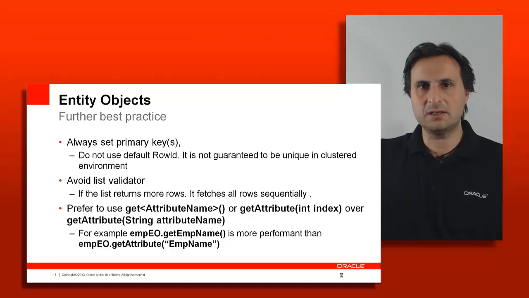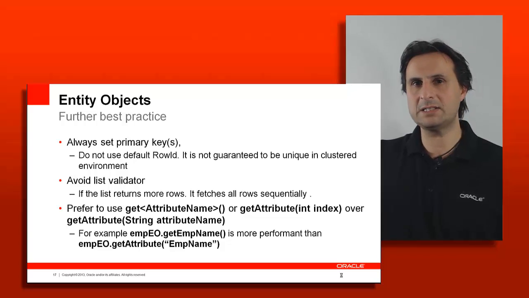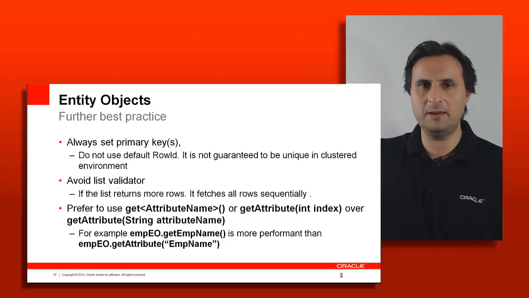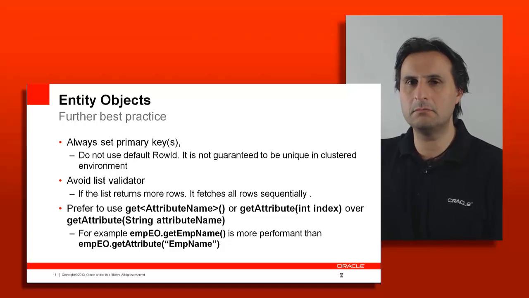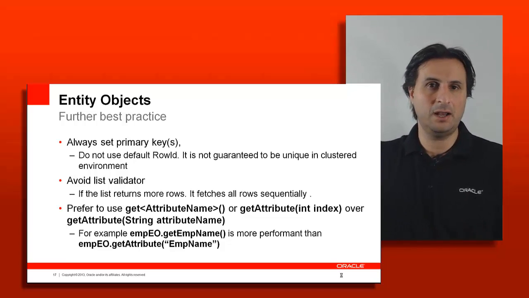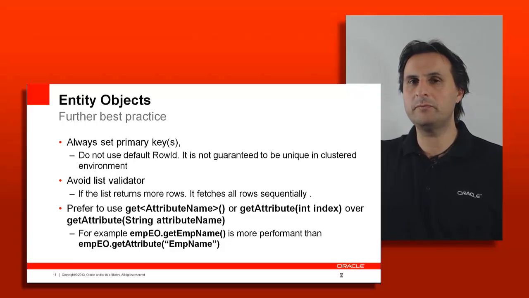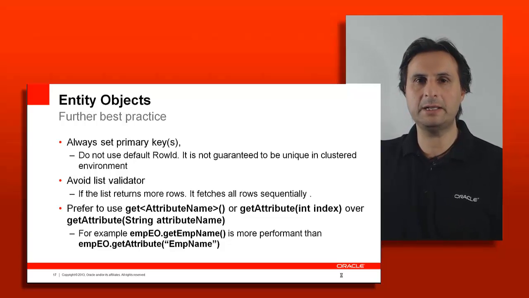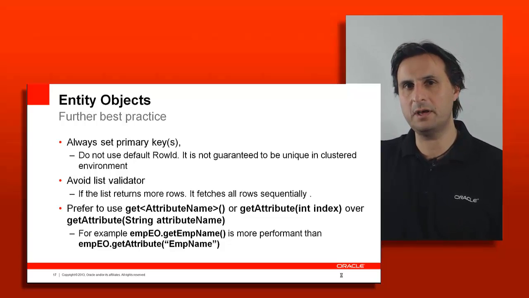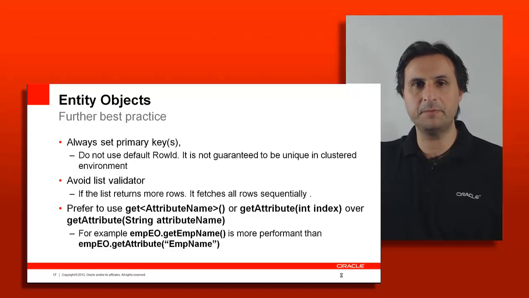Avoid list validators. Now this is something that not many customers know. You can provide validation on an entity object based on lists, like if user is in manager IDs, so that kind of a list validation. Now the problem with that is that we actually don't perform the list validation as a batch. We'll just go and populate it sequentially, one after the other. So that's quite expensive here.